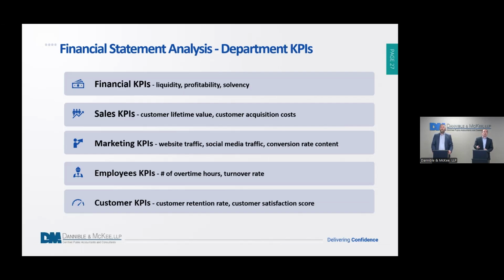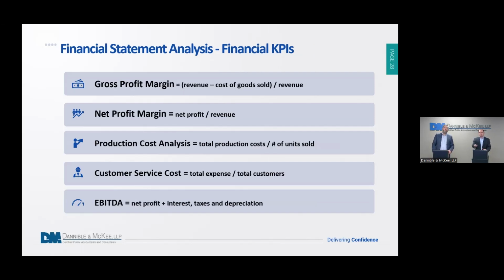And then we have employee KPIs. That would be number of overtime hours and turnover rate. Customer KPIs include customer retention rate. We get a new customer, they're coming back to us. Or a customer satisfaction score, which again is non-financial data, right? You're not getting this stuff off your balance sheet and income statement. You're probably sending out a customer survey and evaluating how you're doing.